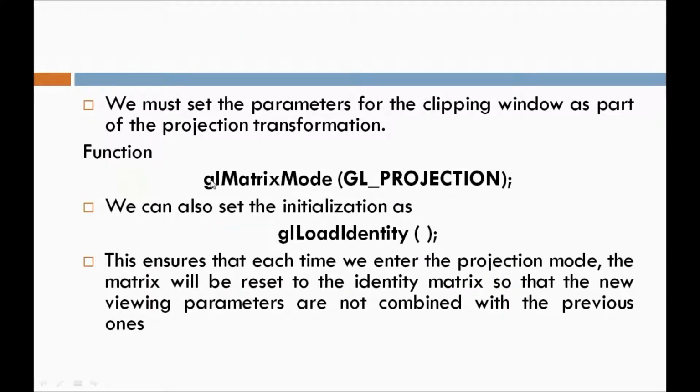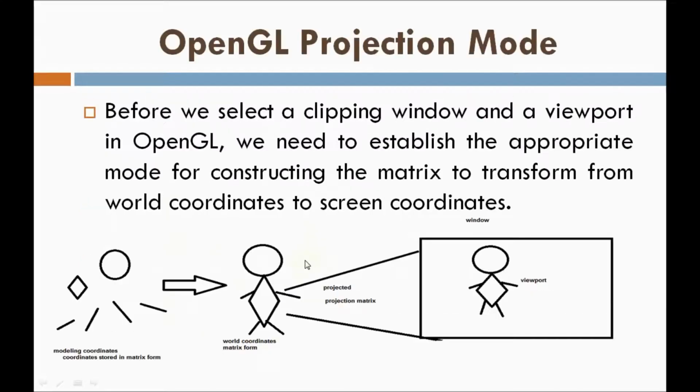So how can I do that? By using this command, glMatrixMode(GL_PROJECTION), and after that, after setting the projection matrix, I can use glLoadIdentity. Why do I have to use this glLoadIdentity command? This ensures that each time we enter the projection mode, the matrix will be reset to the identity matrix, so that new parameters are not combined with the previous ones, because here the projection matrix can contain different images. Here I am displaying only one image, right? I am projecting only one image, but it's not the case every time.